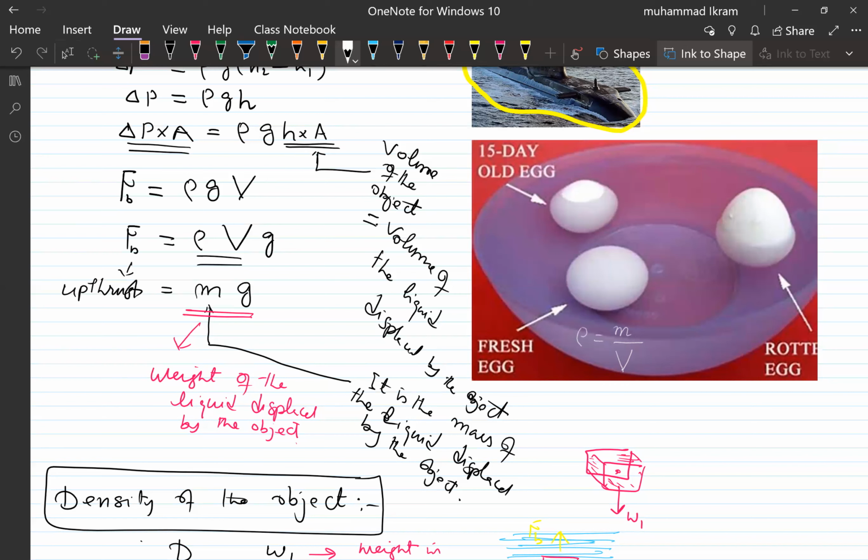So this is our lecture today about Archimedes' principle, finding the density of an object, the principle of flotation, the working of ships and submarines, and various other examples which were included in this lecture. Inshallah, see you in the next lecture where I will teach you about elasticity, Hooke's law, etc.